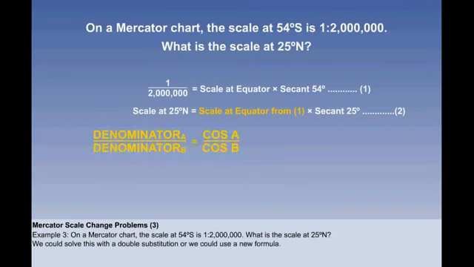We can instead use this formula. Denominator at latitude A divided by denominator at latitude B equals cosine A over cosine B.